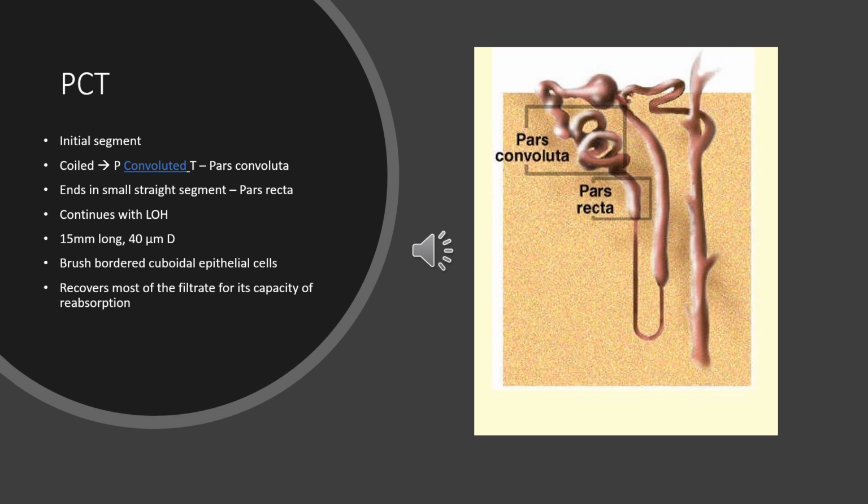The proximal convoluted tubule is about 15 millimeter long and 40 micrometer in diameter, and is formed of brush-bordered cuboidal epithelial cells. This proximal tubule recovers most of the glomerular filtrate for its considerable capacity of reabsorption.